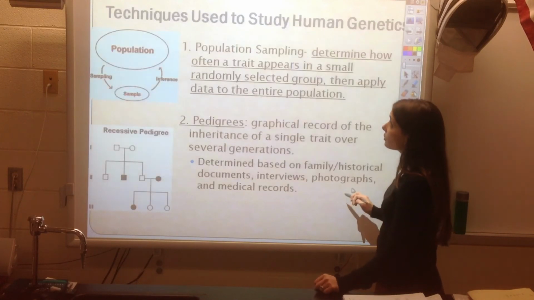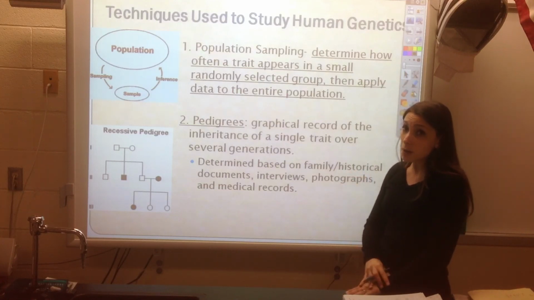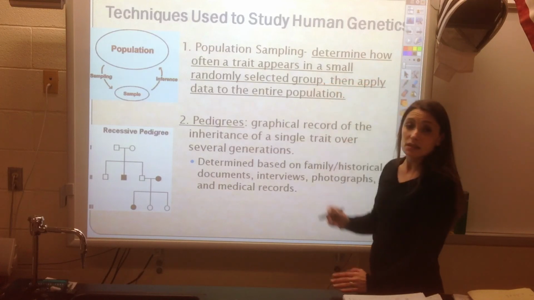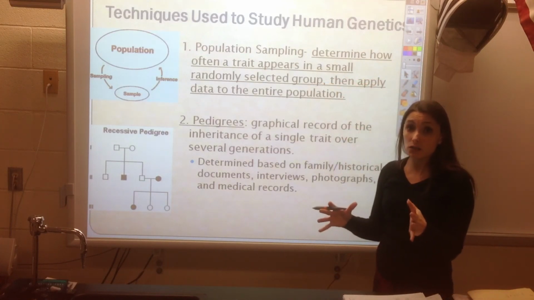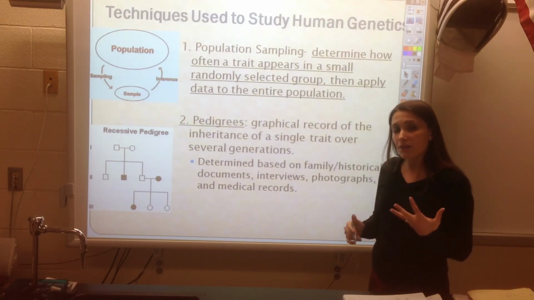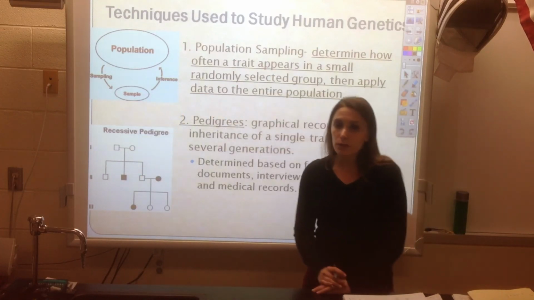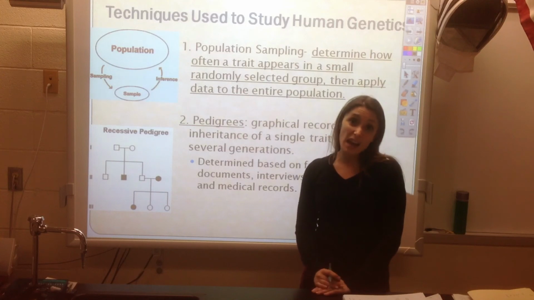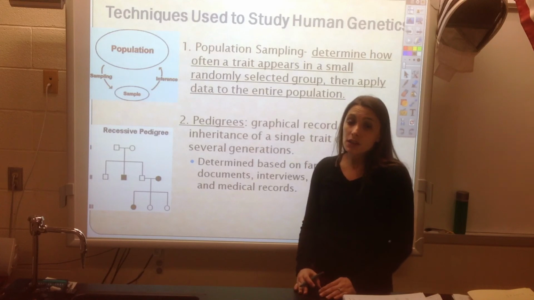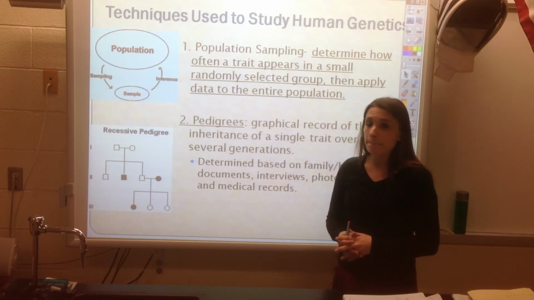And so what we have to do is use some specific techniques. The first is called population sampling. This is where we look at a small, randomly selected group. So maybe just Butler High School. Take a random group of Butler High School. Maybe we randomly pick 5 classes, and we sample how many people can roll their tongues. And then we use that as a percentage. Well, if 10% of people at Butler can roll their tongue, then we would assume that maybe 10% of the general population can roll their tongue.